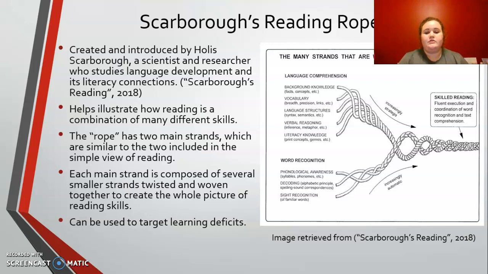In language comprehension, you need background knowledge, vocabulary, language structures, verbal reasoning, literacy knowledge, and then word recognition requires phonological awareness, decoding, and sight recognition. What we're able to do is look at this and target which area our students are having trouble, whether it's the language comprehension side or the word recognition side. Sometimes it's both. If we're able to narrow it down, then we can do tests to figure out which one of these individual skills we need to build to improve their overall skilled reading ability.